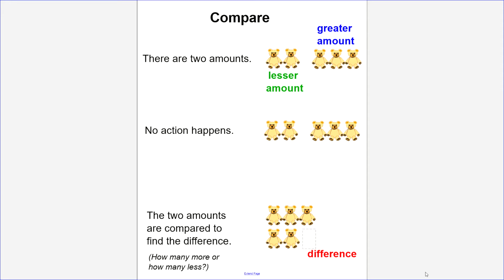You also have learned about compare problems. In a compare problem, there are two amounts. No action happens, and the two amounts are compared to find the difference. How many more or how many less? You know that in a compare problem, there are not parts and one whole. Instead, there are two wholes, the greater amount and the lesser amount. And those two whole amounts are compared to find the difference. You know that the difference is the distance between the greater amount and the lesser amount.